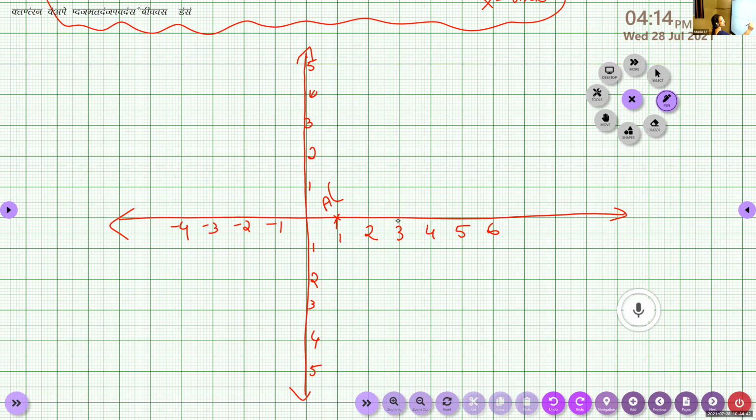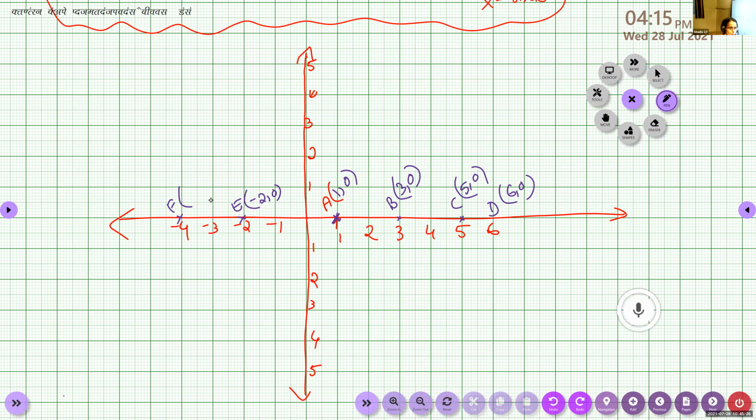Let this be B. Its coordinates are 3, 0. And this C is 5, 0. D is 6, 0. E is -2, 0. F is -4, 0. So for all the points on the x-axis, the y-coordinate is 0.